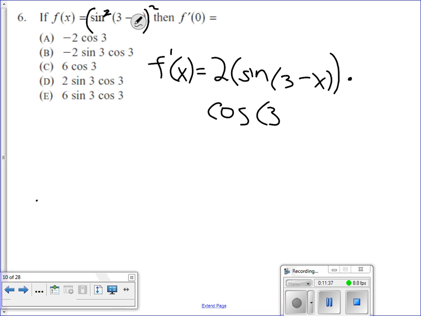Did you forget the derivative of the innermost angle? The layer, I mean? So times the derivative of the inside, which is -1. Then you have to just plug in 0. Do you see where we got that from, though?